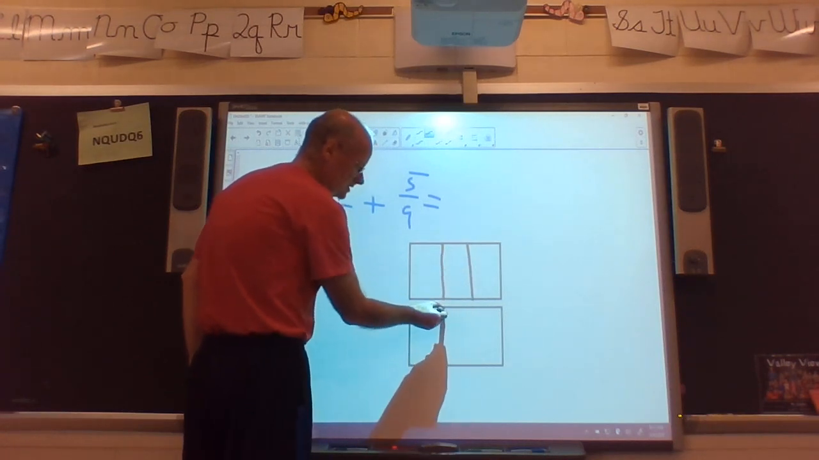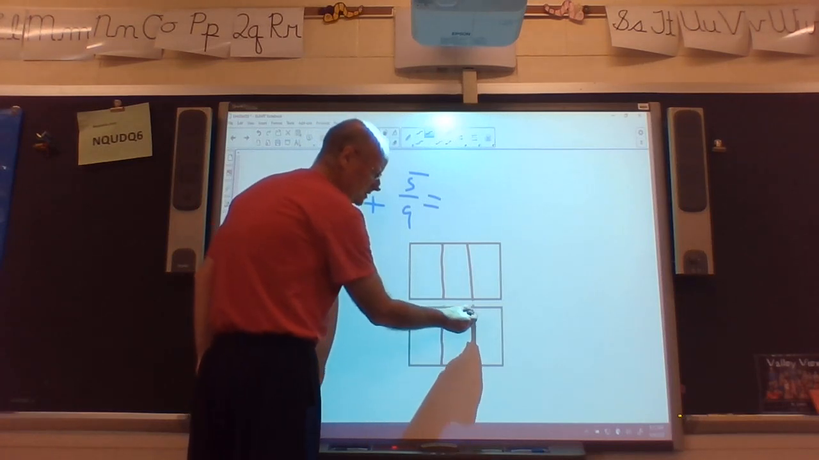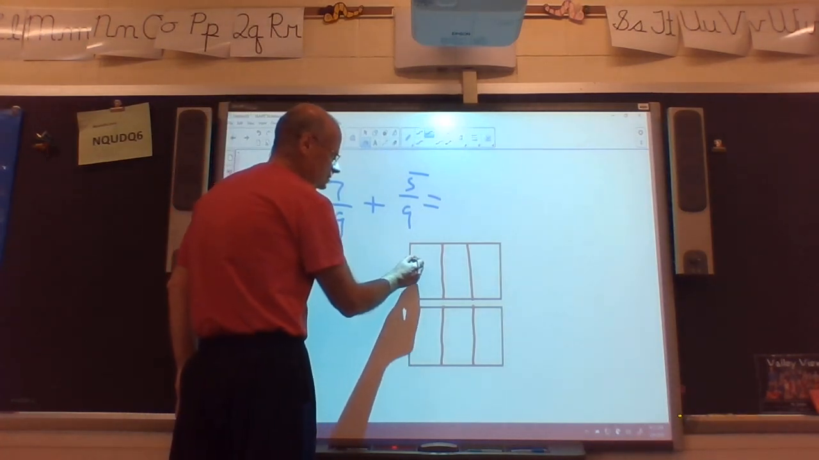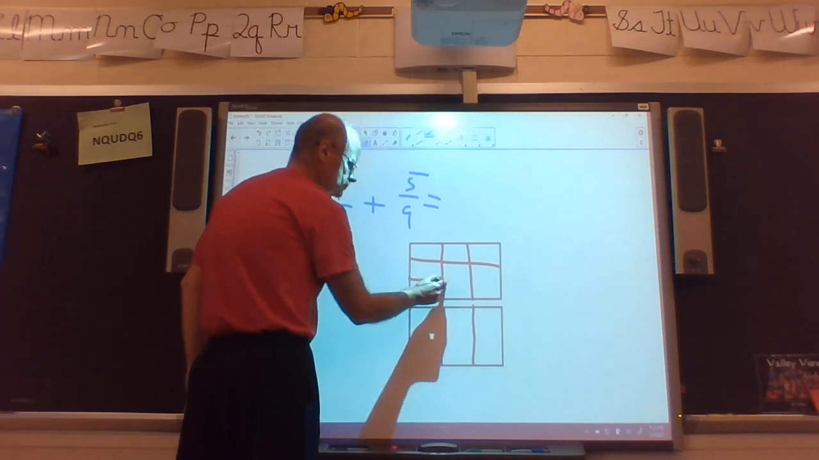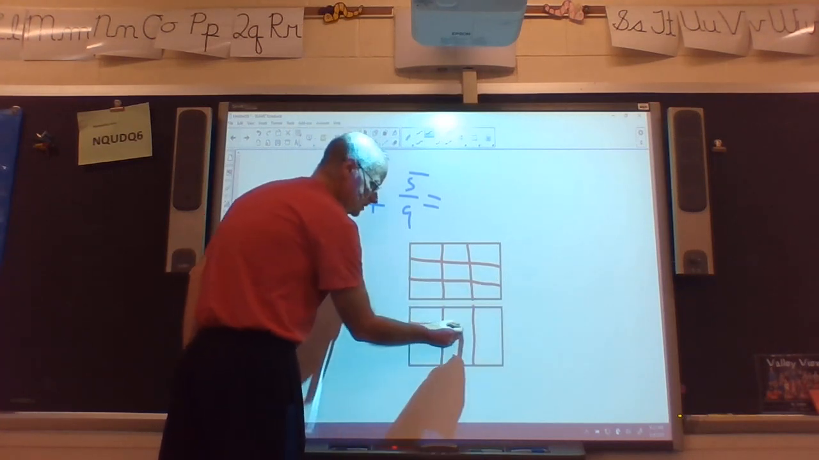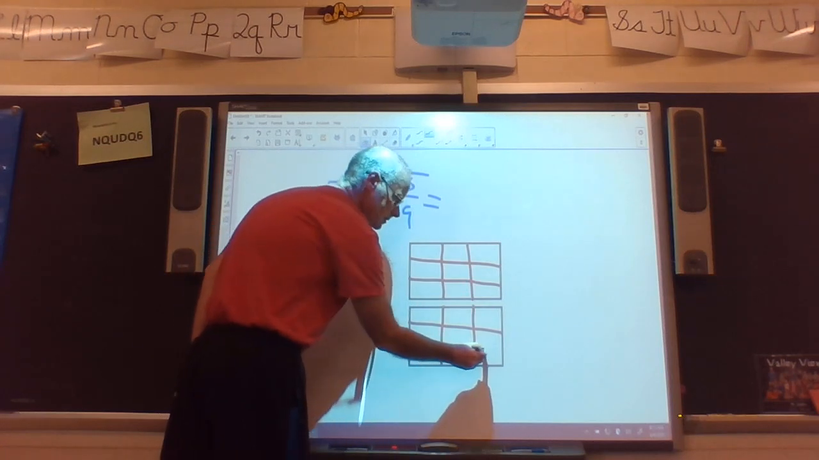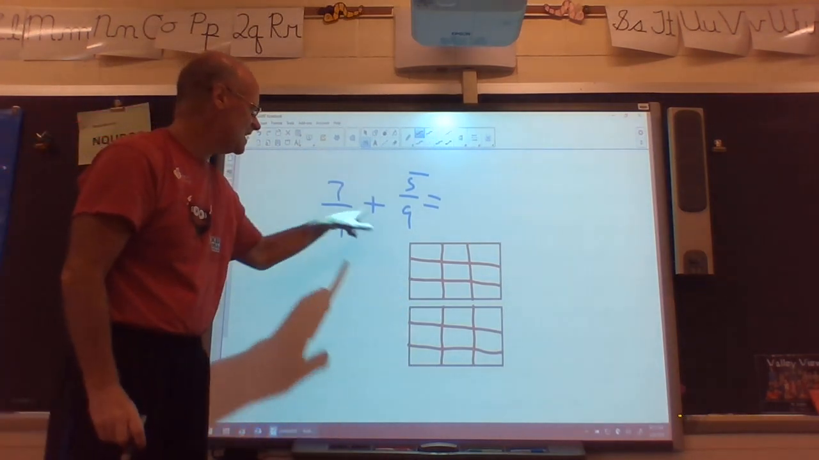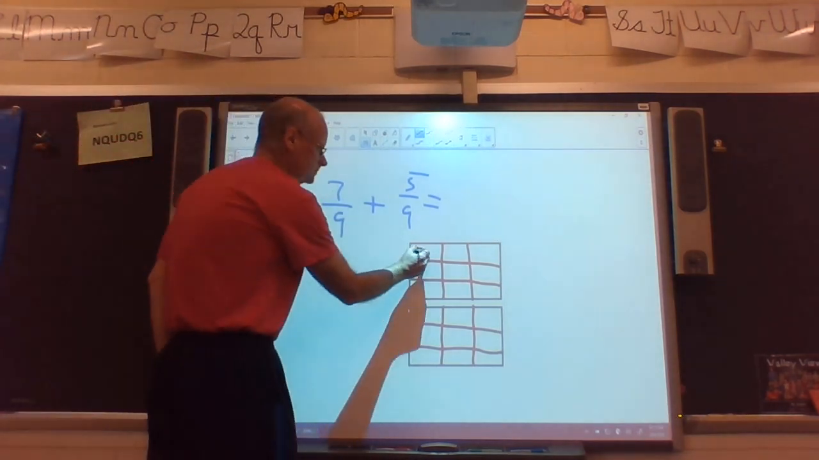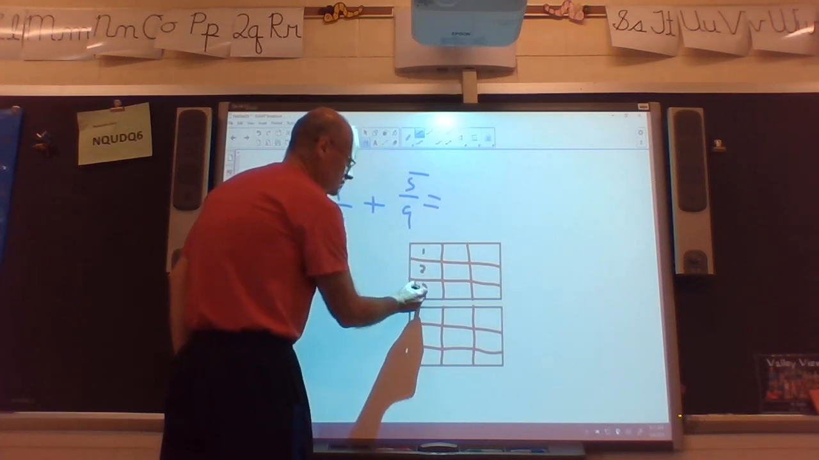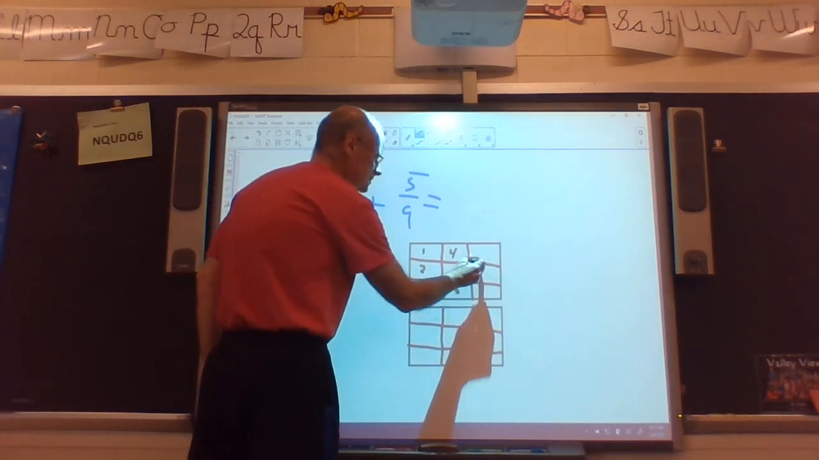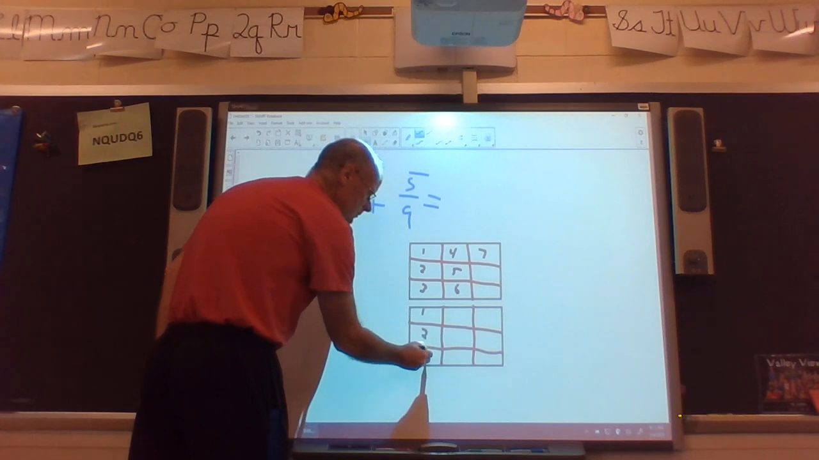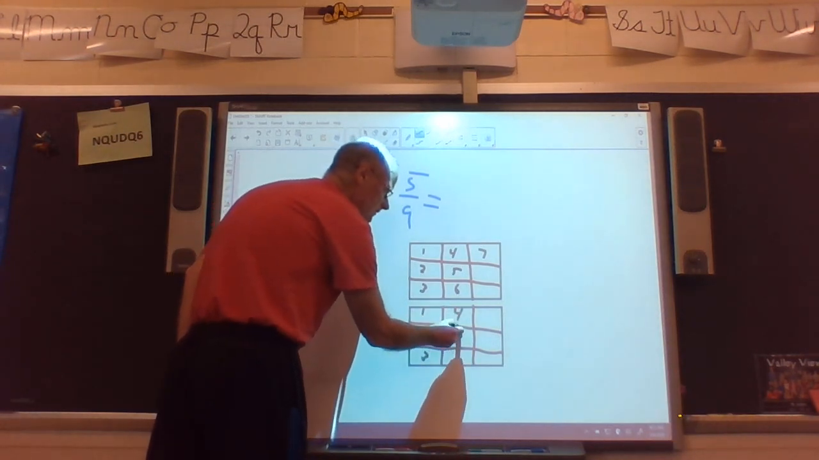And if I'm really smart, I'm going to take these right down since I'm doing ninths. On both of these, I'm going to take my thirds down. And then to make this into ninths, I'm going to cut my thirds into 3. I just cut my rectangles into ninths, and hopefully they're even. Okay, on my first one, I have 7 ninths, so I'm going to color in 7 of them. 1, 2, 3, 4, 5, 6, 7. On my second one, I have 5 ninths. 1, 2, 3, 4, 5.